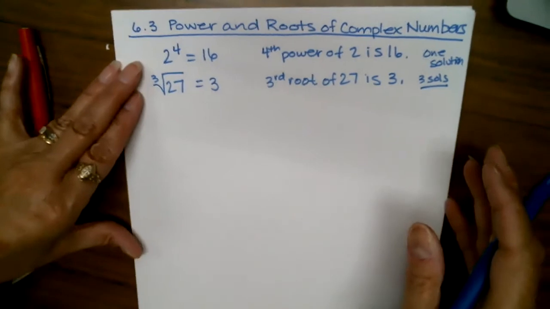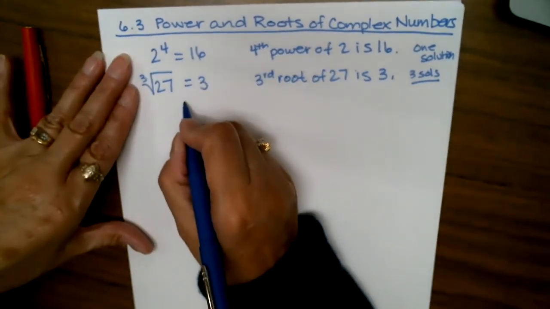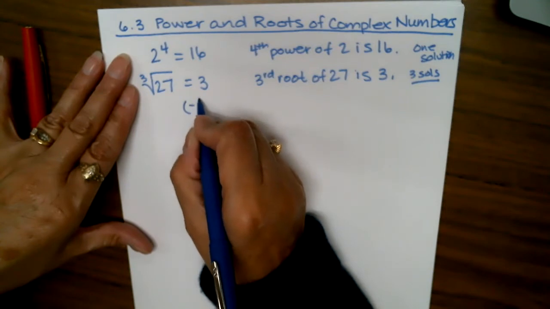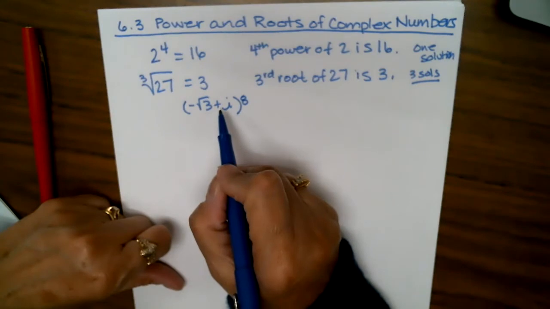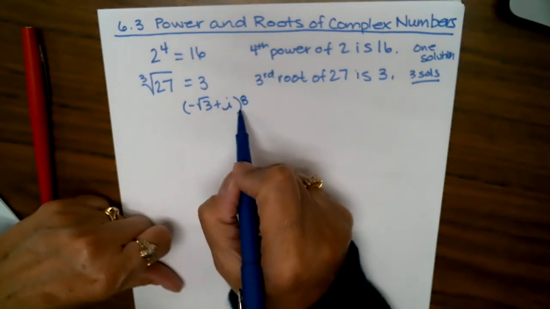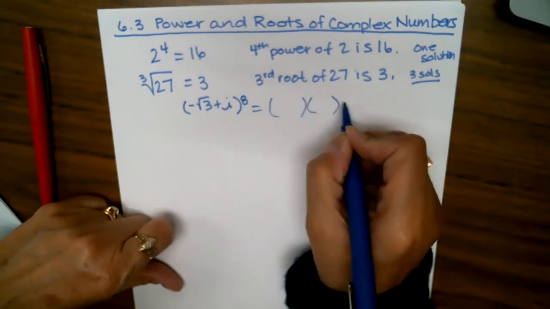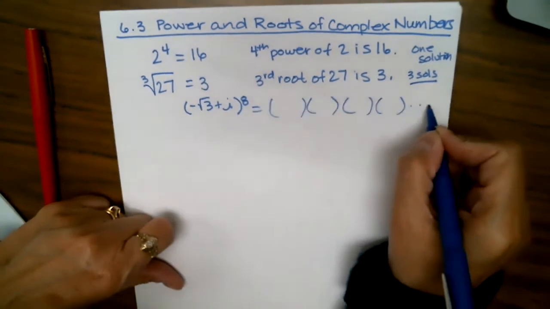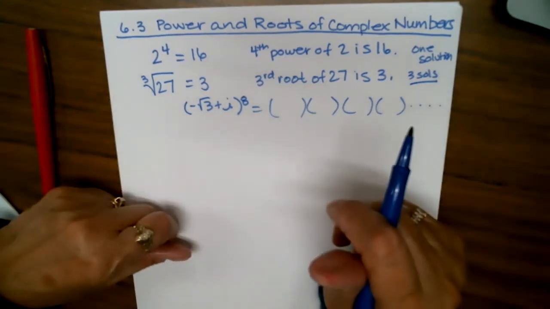Now let me talk about why we want to write something in trigonometric form. Suppose I ask you to do negative square root of 3. Forgive the internet being a little sluggish. But okay, can you imagine multiplying that out 8 times? Oh my goodness, 8 times multiplying and simplifying. Oh, that would be horrible.